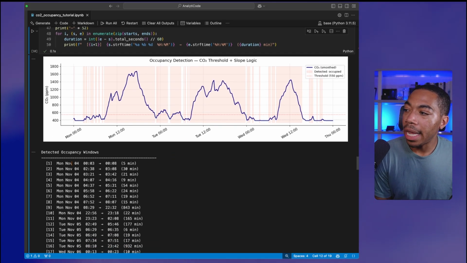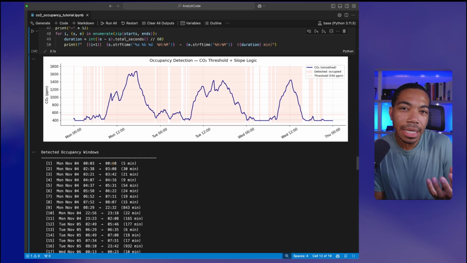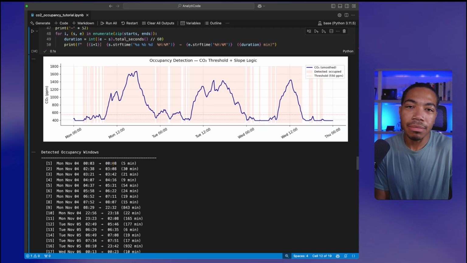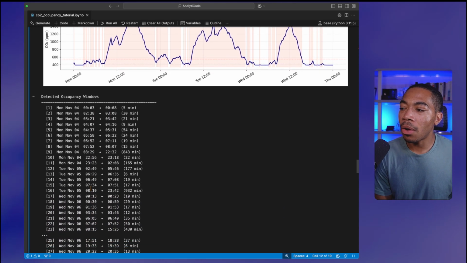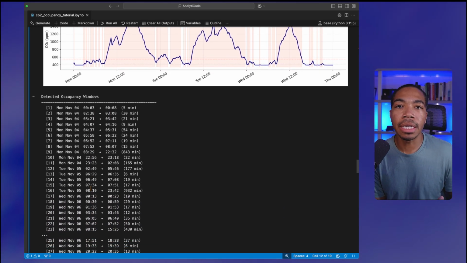One of the other benefits of how this code is scripted is that we can actually see those windows. And based on that, we have our November 4th. The room is occupied between midnight 03 and midnight 08. Do you see it that way? I don't know why I like to say midnight 0, but you know. And then again at 2:38 to 3:08 and throughout. So we can see all the windows where we are detecting occupancy.